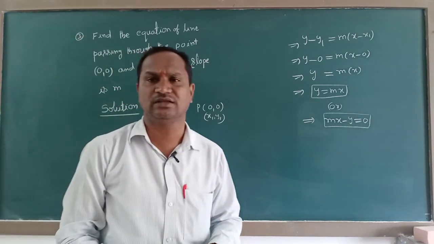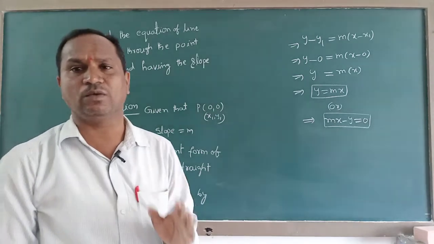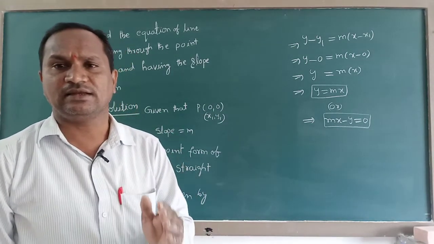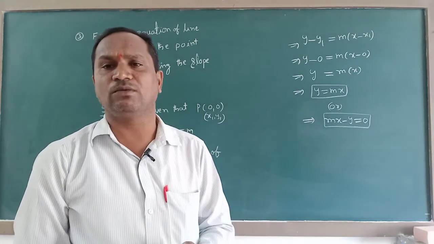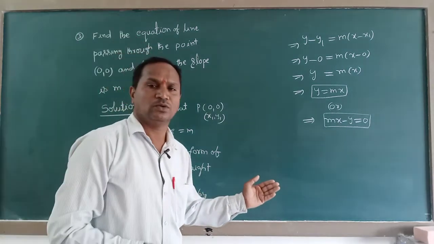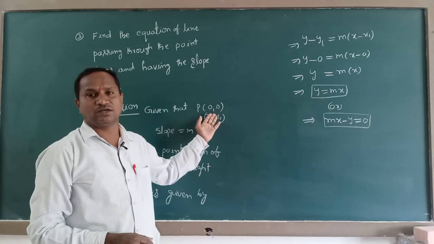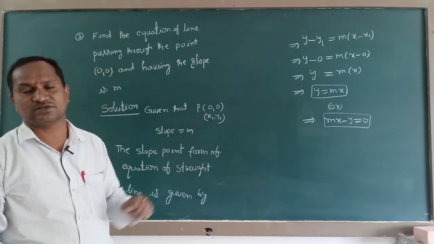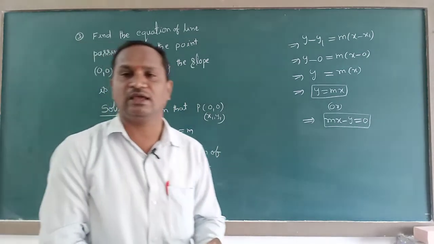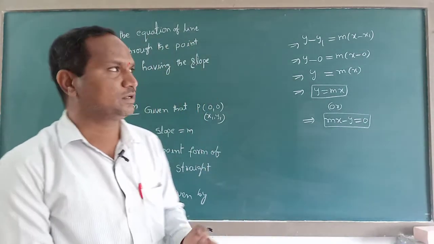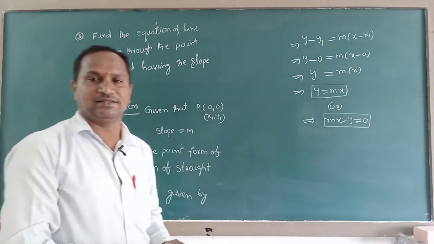Because they mentioned in the question that the line must pass through the origin and its slope is small m. If a line has the slope m and passes through some point, we have to apply the slope point form. In that form, we substitute the coordinates of the given point and the slope m. Then finally we got y is equal to mx, or in another way, mx minus y is equal to 0. Like that we gave the solution for this question. Now let us solve another question.